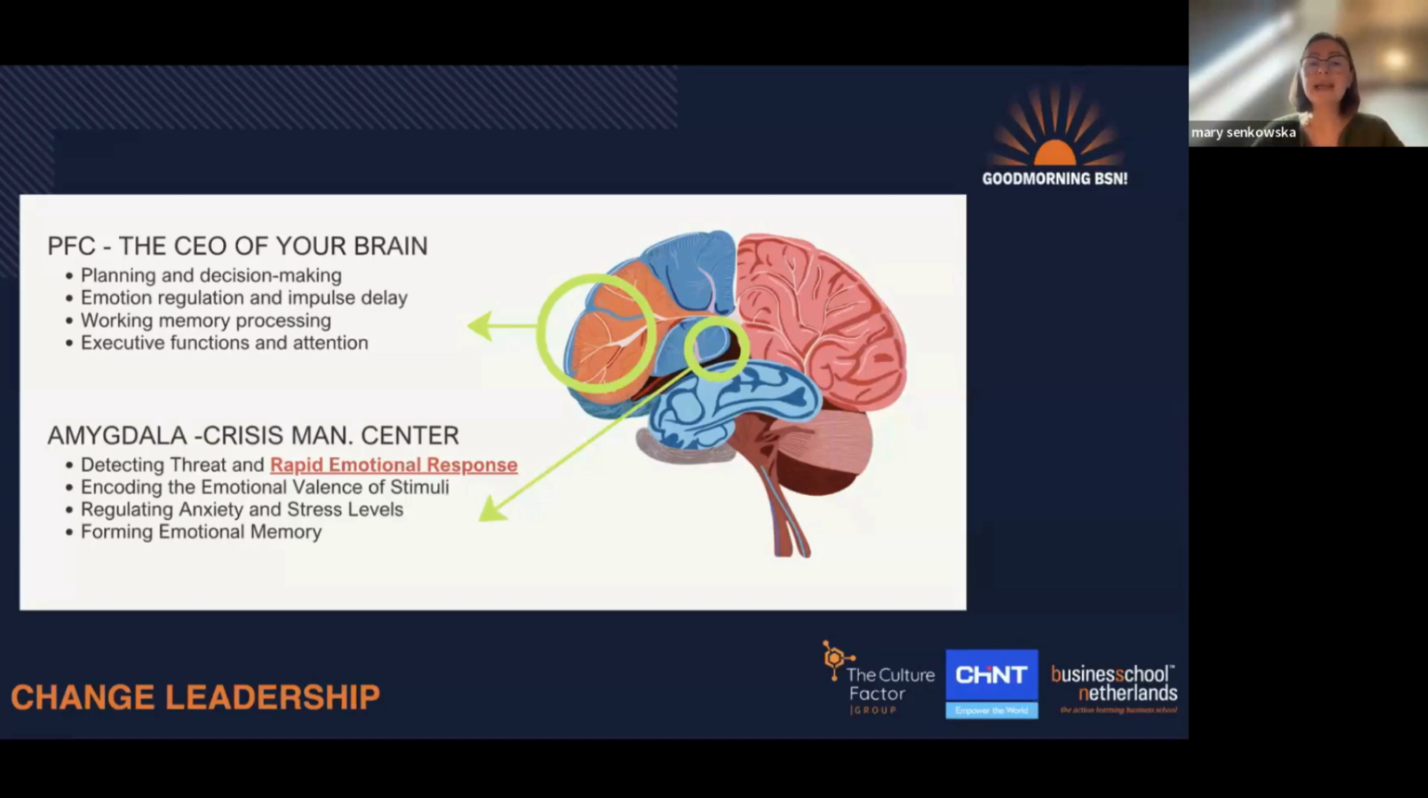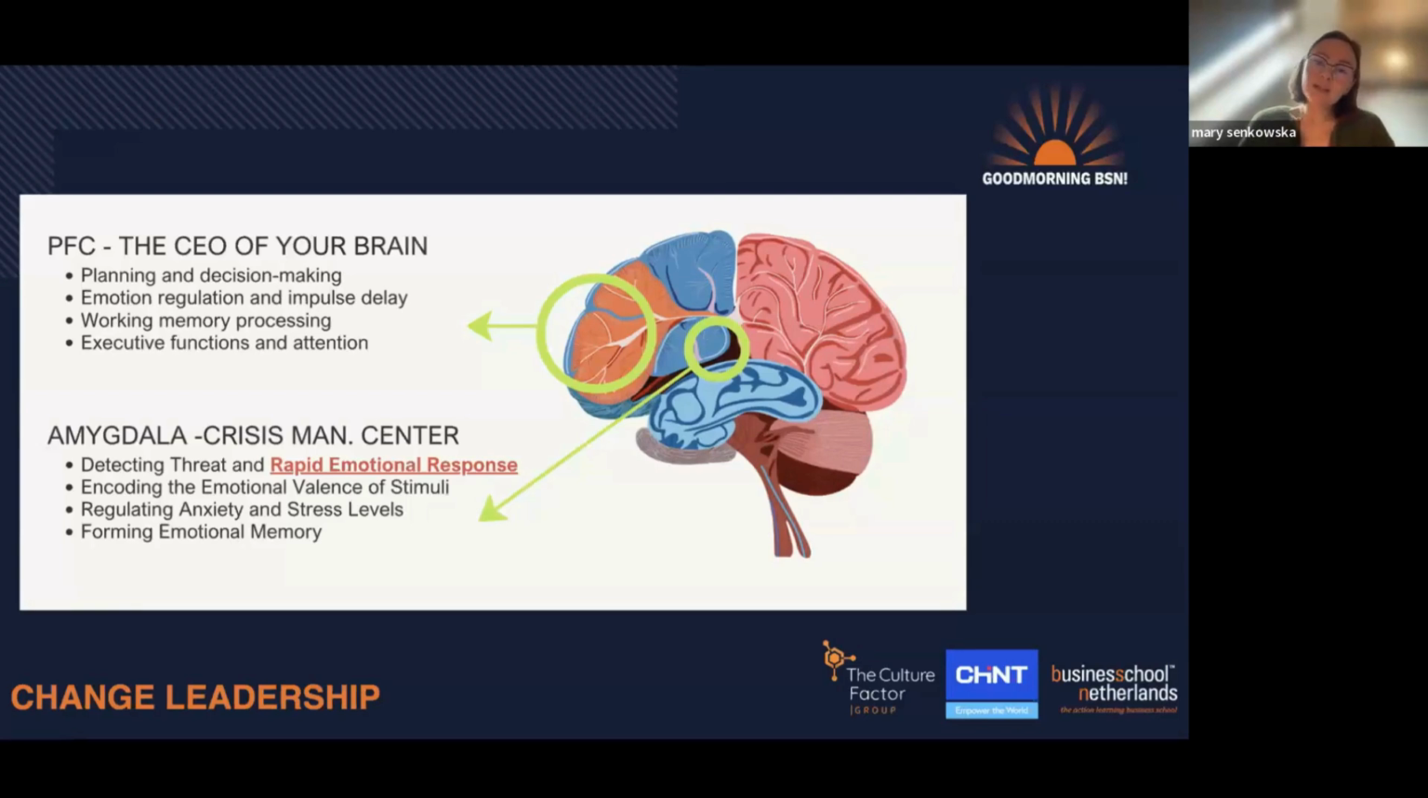Right? It is encoding our emotions. So it is basically interpreting and categorizing. It's like, okay, this is a threat and this is level 1, 2, 3, 4, and so on, right? Obviously, figuratively speaking, the actual numbers don't happen in the brain, right? But it is encoding the emotions, it is interpreting it, and basically it is regulating our anxiety and stress levels and forming some of the emotional memory as well.